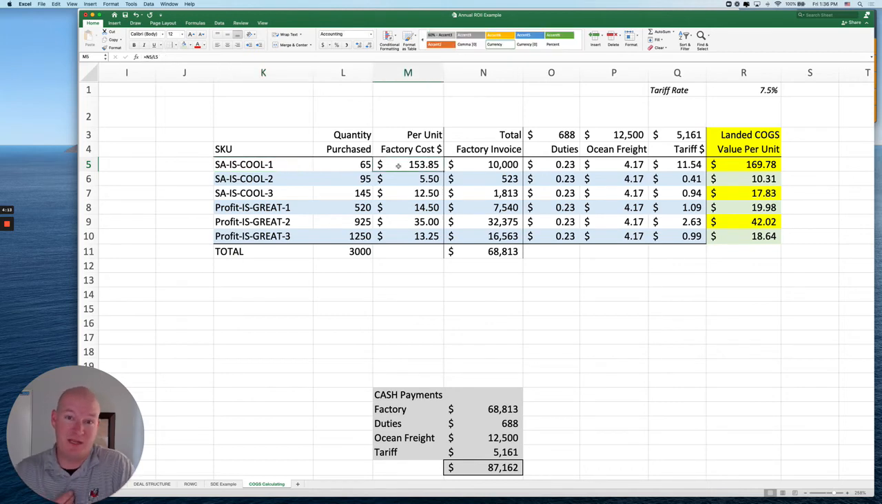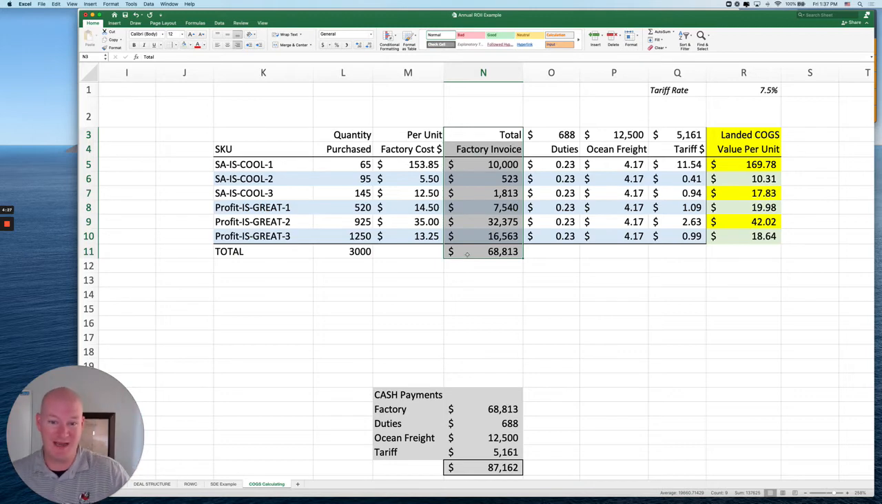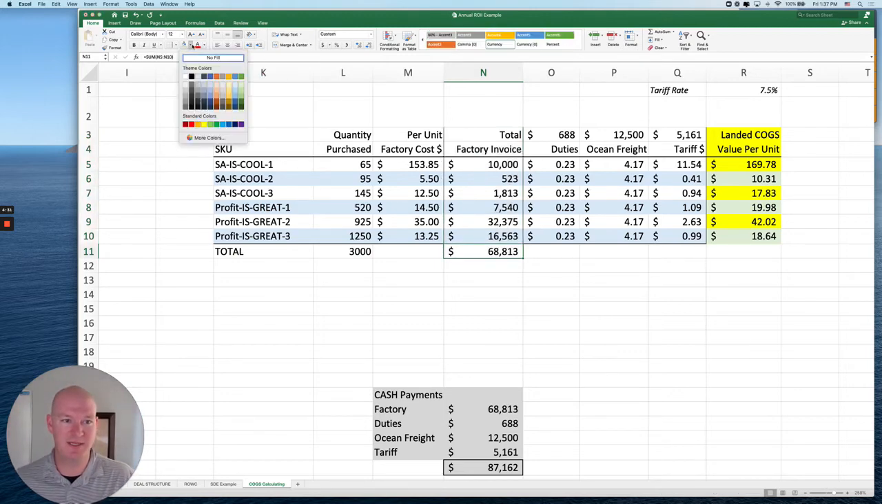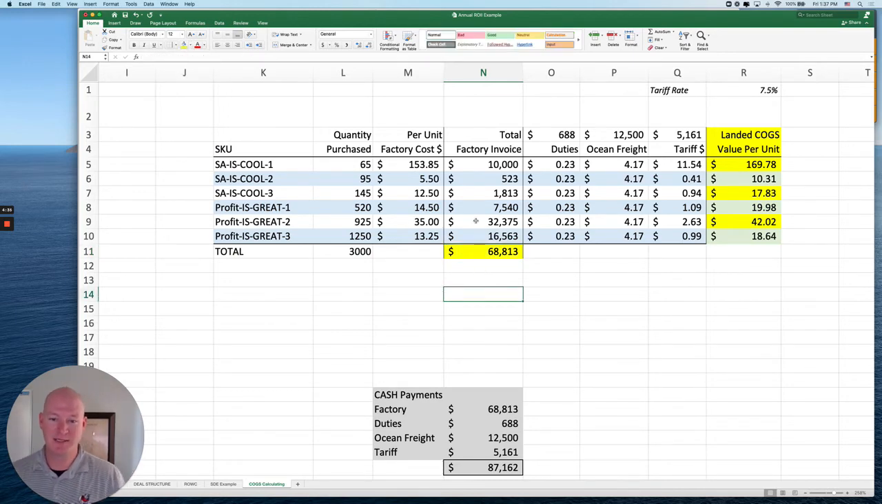It's a pretty hefty unit that we're buying here, $153 and some change per unit. So I bought 65 of those, which left me with a $10,000 invoice for that SKU. Hope you're following here. This column is a single invoice from my factory for almost $70,000 down here. I'll highlight that so you can see it. So we got an invoice for $70,000 from our Chinese supply chain, split 6 ways across our units here.